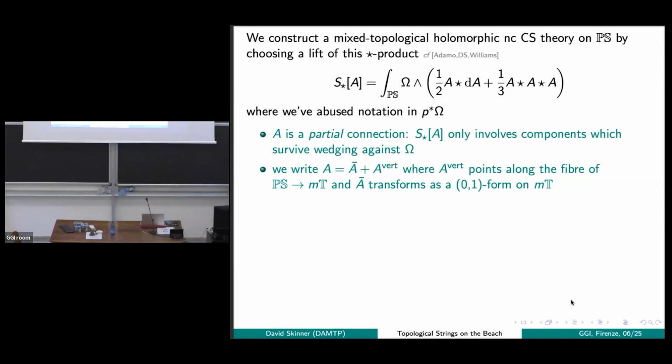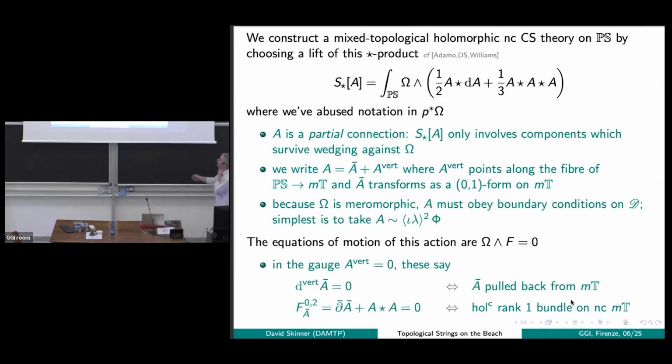Okay. So as in the 4D Chern-Simons theory of Costello, Yamazaki, and Witten, this A is only a partial connection. It only involves the components which survive wedging against omega. So not all components of A in 5 dimensions survive, because we're going to wedge the whole action against omega, and that'll kill lots of components. And the ones that survive, there are 2 directions. This is a 2 form, so there are 3 remaining components of A which will survive. Let me split that into something I'll call A bar, which has got 2 components, which is a 0-1 form on the mini twistor space, and the remaining bit, which is the component of A that points along the fiber of the spin bundle over mini twistor space.